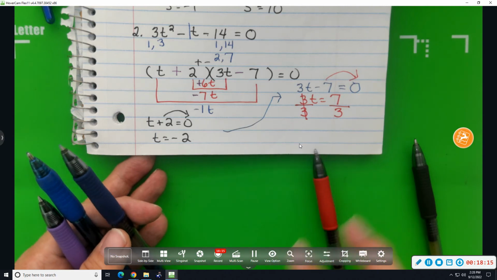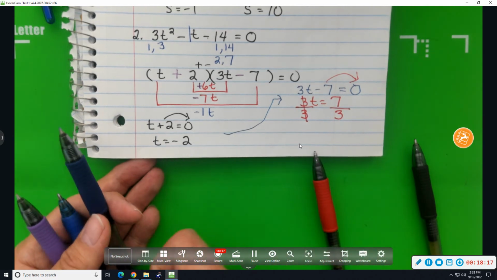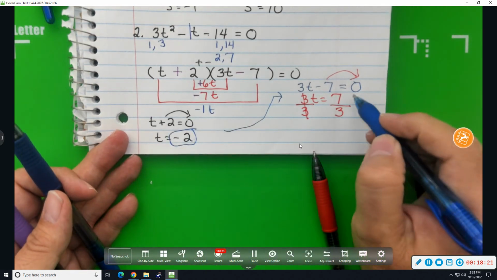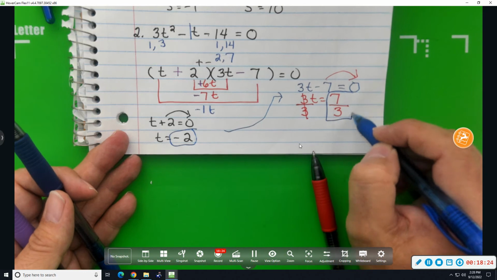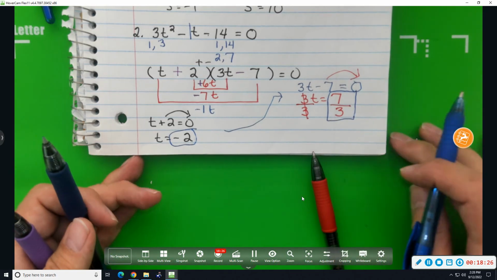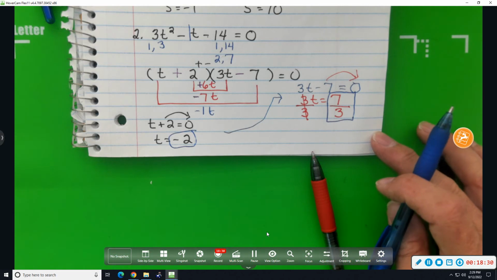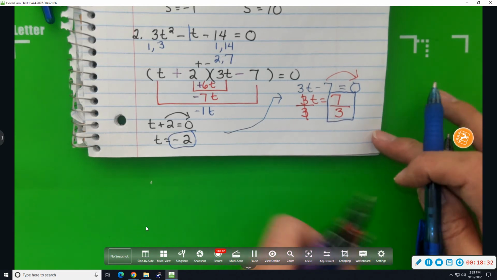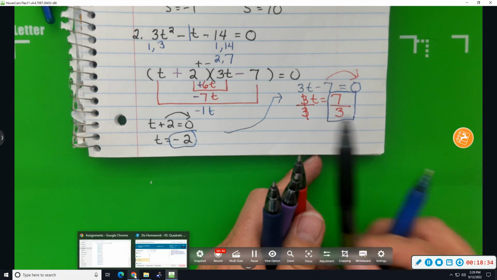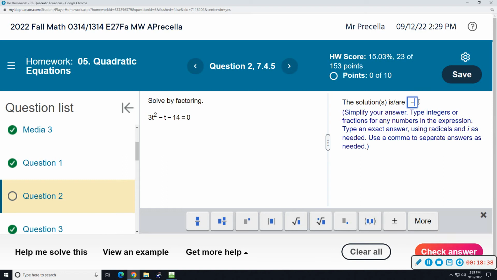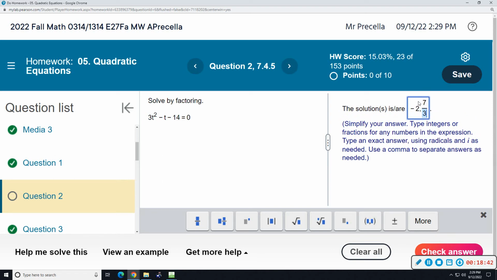So we have 2 answers. Negative 2 and positive 7 over 3. Negative 2 and 7 over 3. Okay, coming back in. Negative 2, comma, 7 over 3.